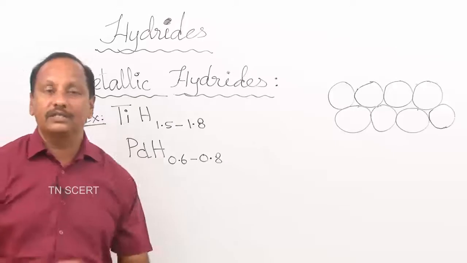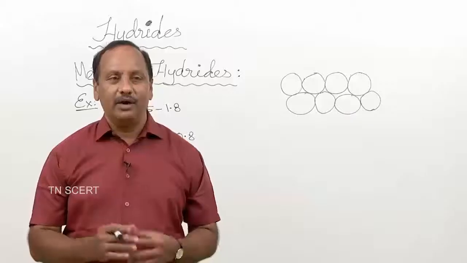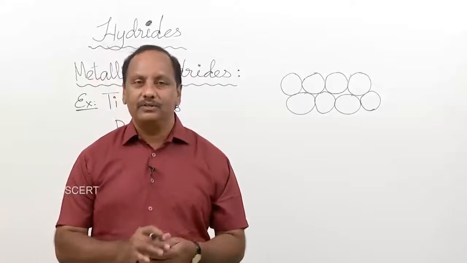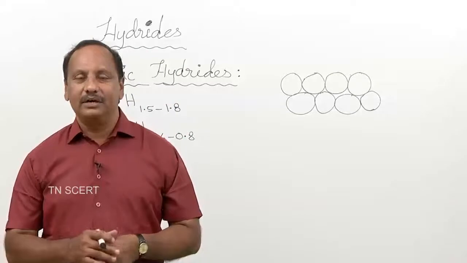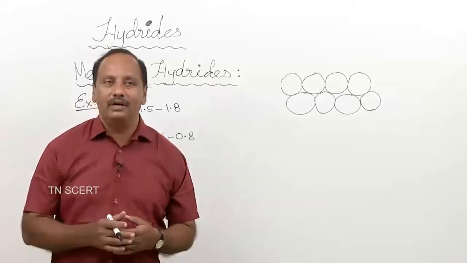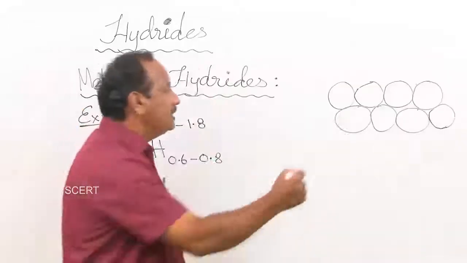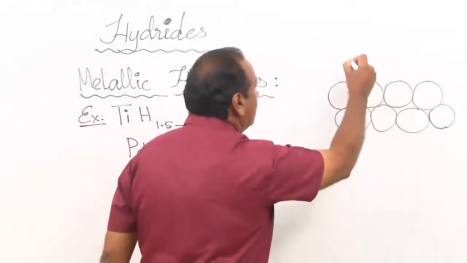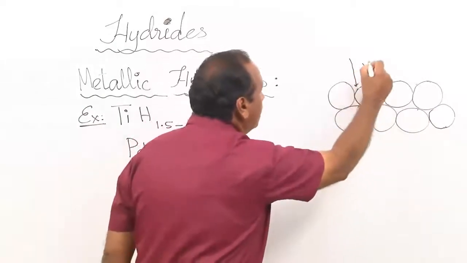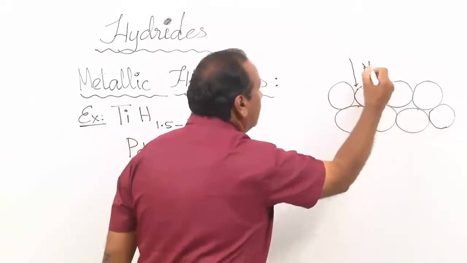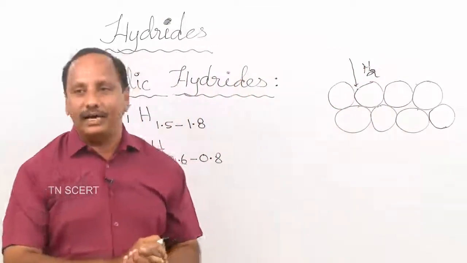Now, let us discuss the third type of hydride, metallic hydride. How are the metallic hydrides obtained? It is prepared from either metals or from metal alloys. On passing hydrogen over the metal, metallic hydrides are obtained. So, these are the metal atoms. There is a gap between the atoms. When hydrogen is passed over the metal, the hydrogen gas occupies the voids between the atoms.